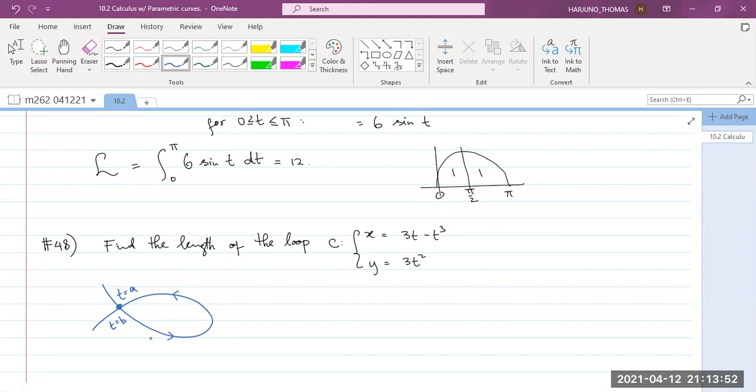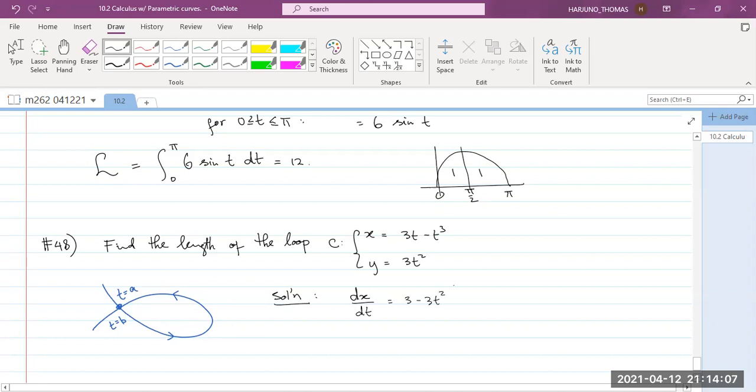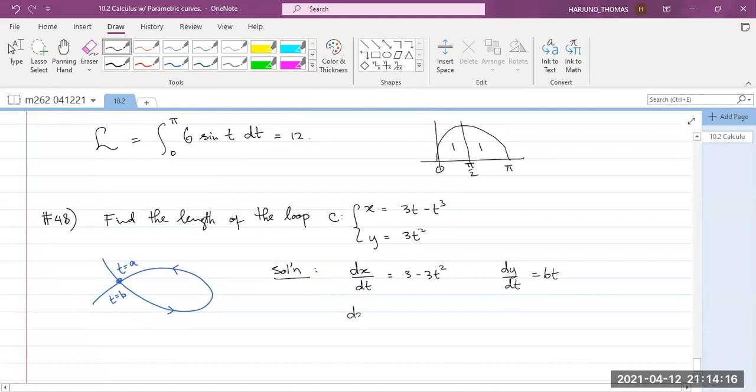Now, to find the ds, it's actually quite easy. Let's do the ds first then. Okay, solution. dx/dt will be 3 minus 3t squared. dy/dt is 6t. So (dx/dt) squared plus (dy/dt) squared is (3 minus 3t squared) squared plus (6t) squared.